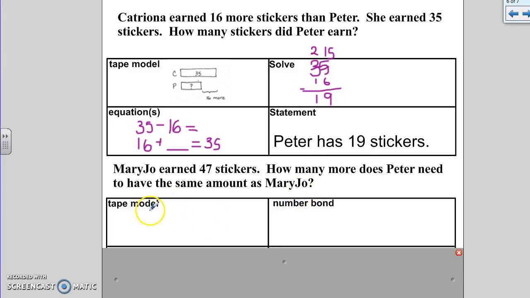If I draw another tape model, I can start with Mary Jo's tape. I know that she has 47. I know that Peter only has 19. We are trying to find out how much more Peter needs, this part right here, to equal 47. Once again, I know the whole. I know one of the parts. We are trying to find out the other part.